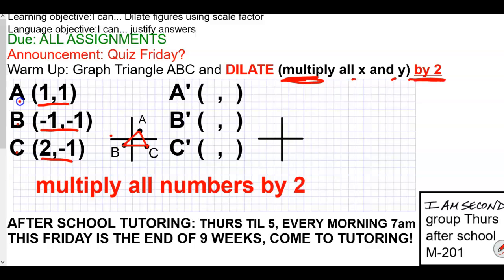So let's do the math. 1 and 1. Multiply those by 2, and I get what? 2 comma 2. Right? All right, same thing with negative 1, negative 1. Multiply them both by 2. What do I get? Okay, negative 2, negative 2. Does that make sense? I'm just multiplying by 2. Same thing down here. 2, negative 1. 2 times 2.